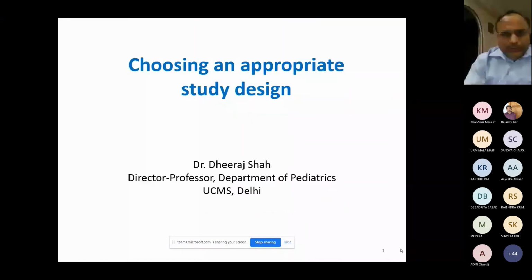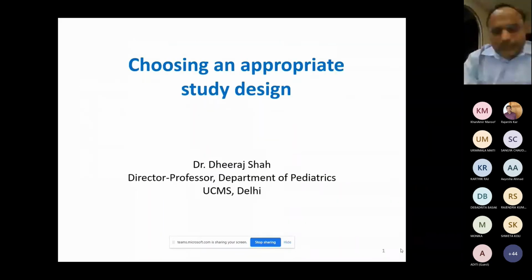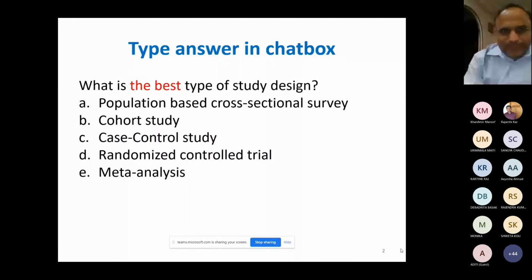Thank you, Dr. Amit. So this session is about study design. In this session, the main objectives would be to make you aware about the various types of study designs, and how to recognize and decide which study design will be most suitable for your thesis. Before that, I would just take an MCQ, a multiple choice question, and you can type the answers in the chat box. The question is, what is the best type of study design? A, population based cross-sectional survey, B, cohort study, C, case control study, D, randomized control trial, and E, meta-analysis.